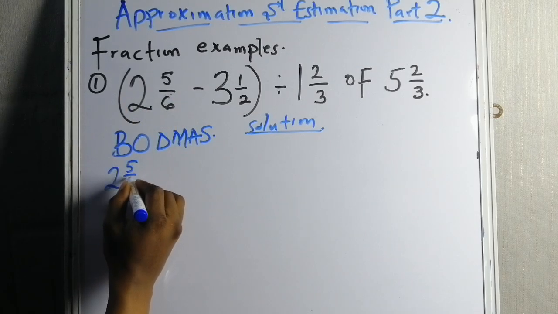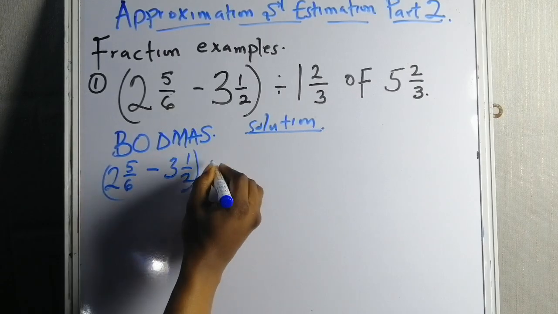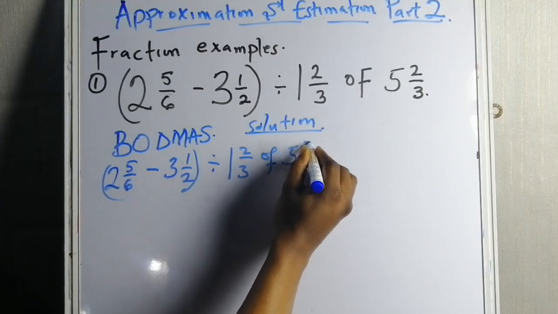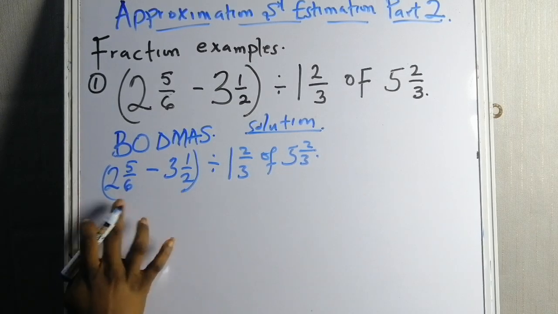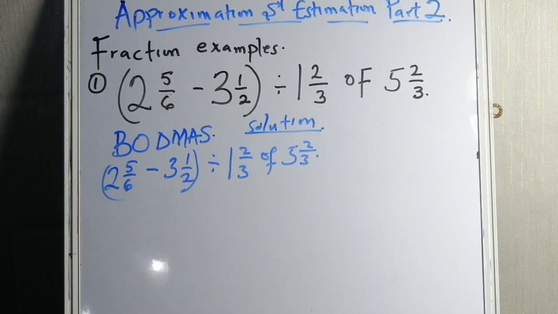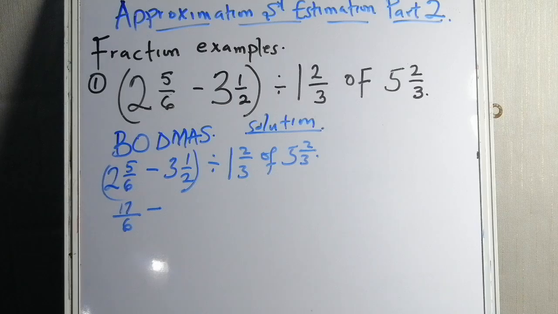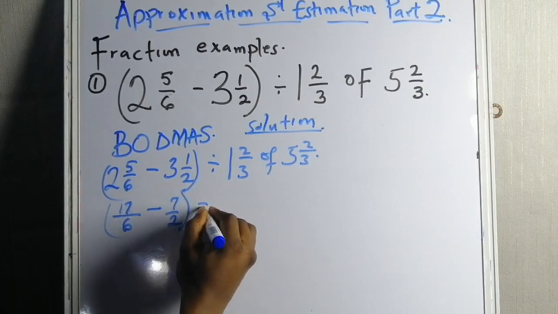2 and 5 over 6 minus 3 and 1 over 2, divided by 1 and 2 over 3 of 5 and 2 over 3. Okay, so take care of the bracket first. Anything inside the bracket, complete it. 6 times 2, 12. 12 plus 5, that's 17 over 6. Minus 3 times 2, 6, plus 1, 7 over 2. It's still within the bracket.